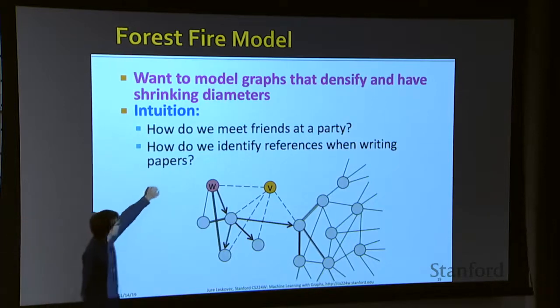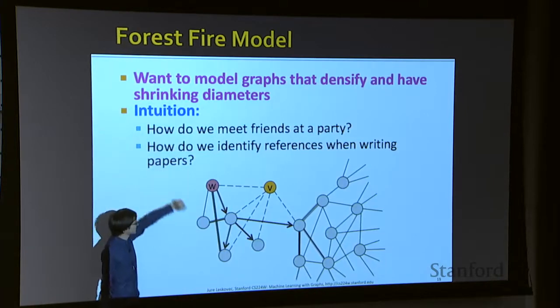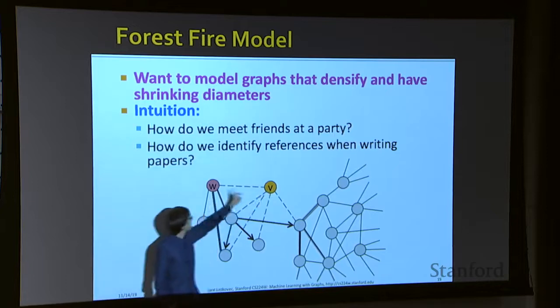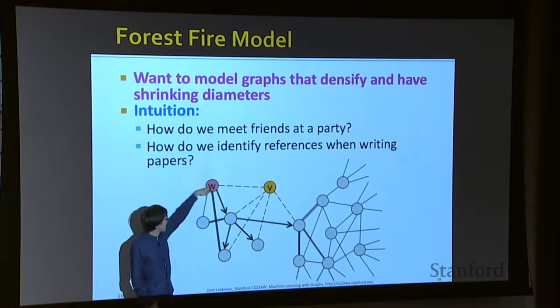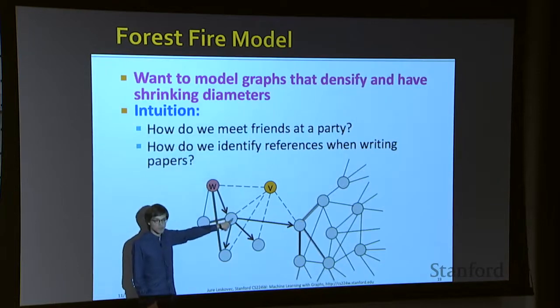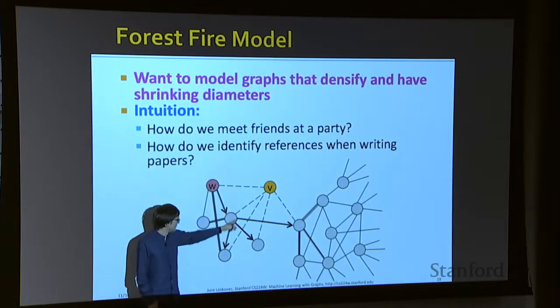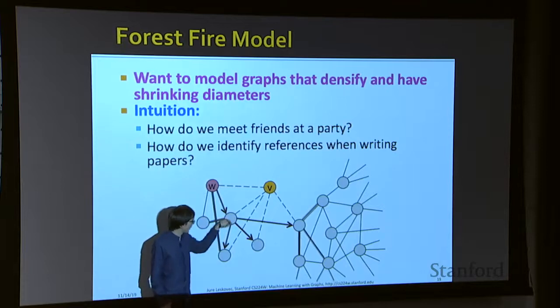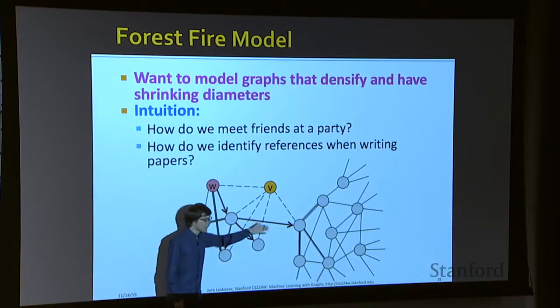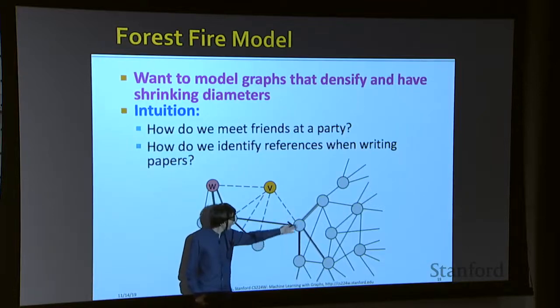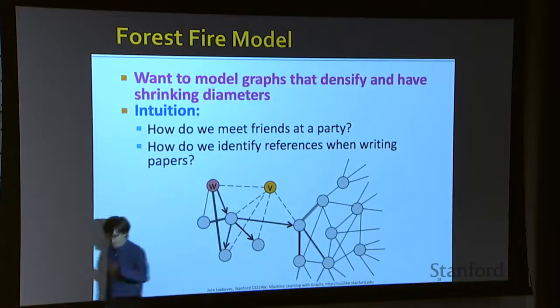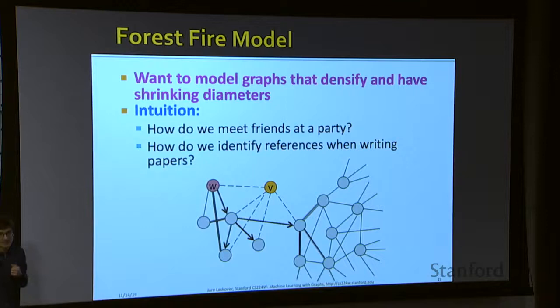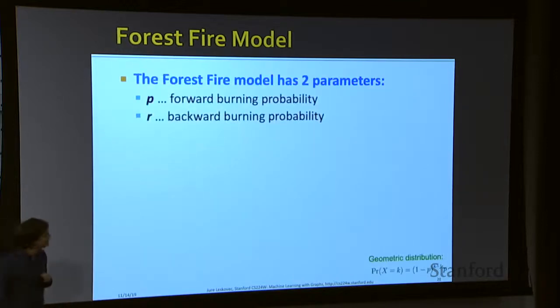So this is more like, how do you identify references? You say, I want to write a paper, I find something similar, I see who this paper cites, I follow this reference, I decide now I'll cite this paper as well, I follow the references of this paper, and so on and so forth. And then when I have too many references, I stop. And then the next paper comes. So that's the intuition. So how exactly you do this is the following.